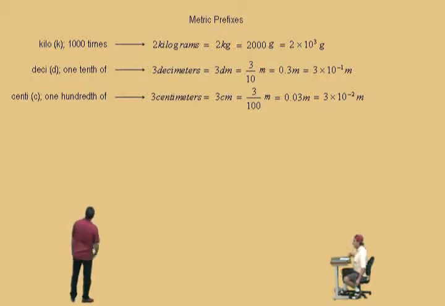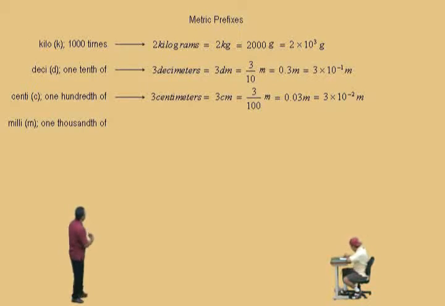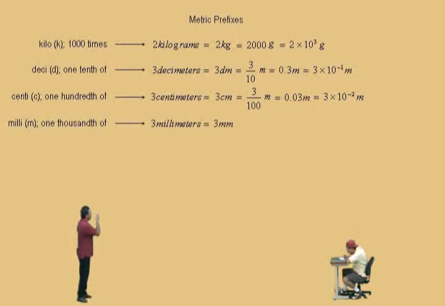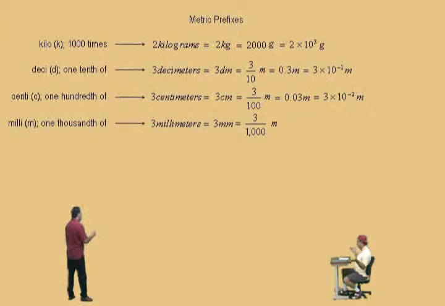Okay, let's talk about milli. Milli, abbreviated with an m, is 1,000ths of. Now, if you have 3 millimeters, that is abbreviated with 3 mm. Now, I know that meters also uses m, but when you see 2 m's together, it's understood to be millimeters.